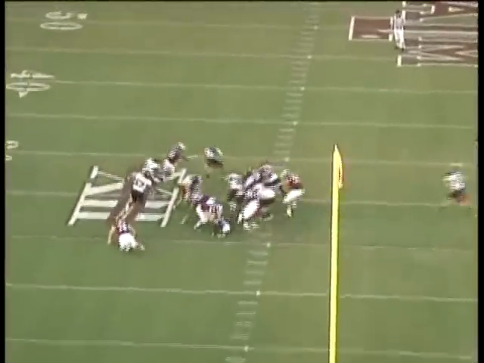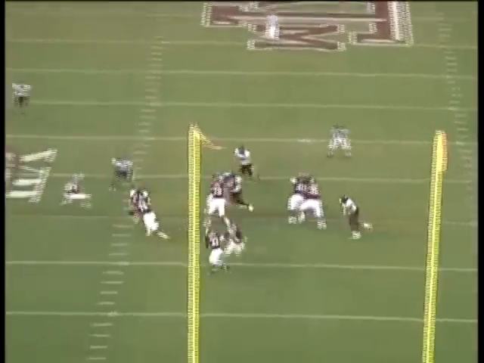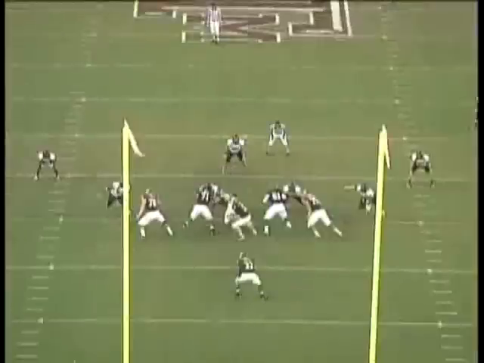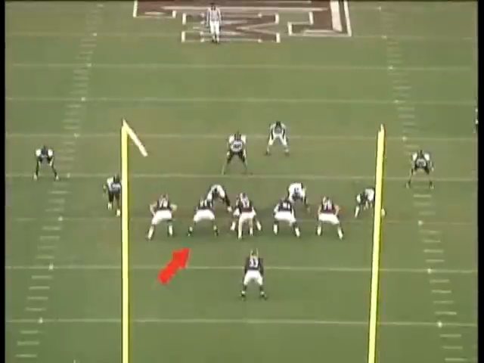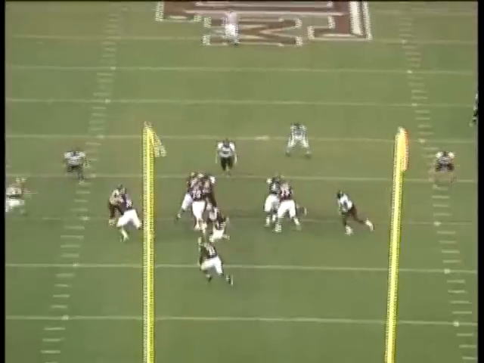And watch, now the center, in this case, the center's in a full reach. He's reaching that nose guard's play side half. It's well done. The center may be targeted a little bit wide, but in the end, well done.